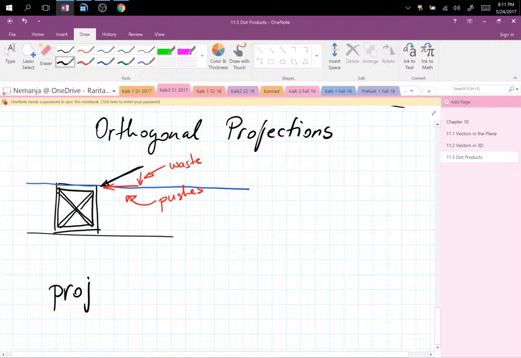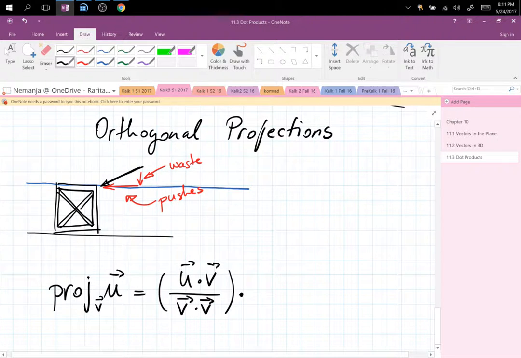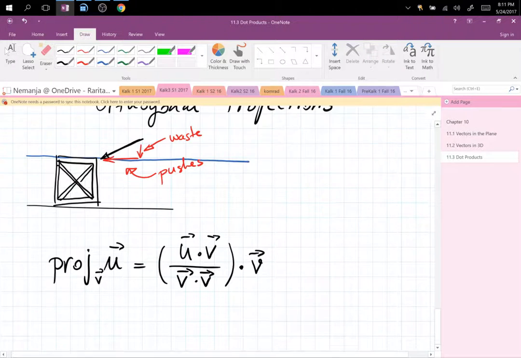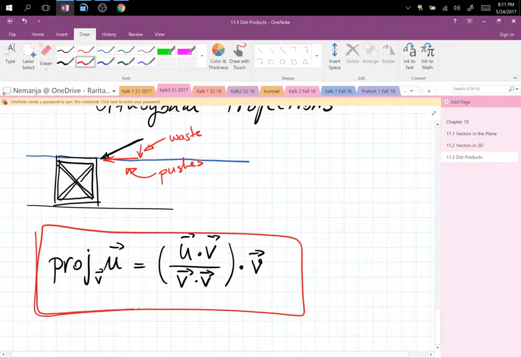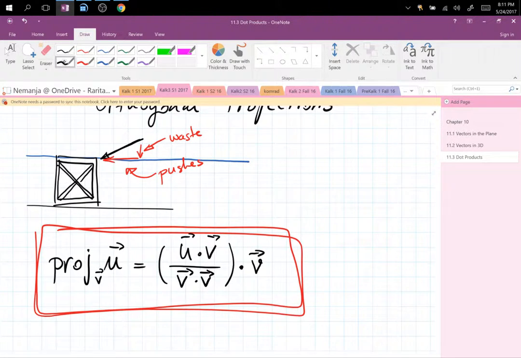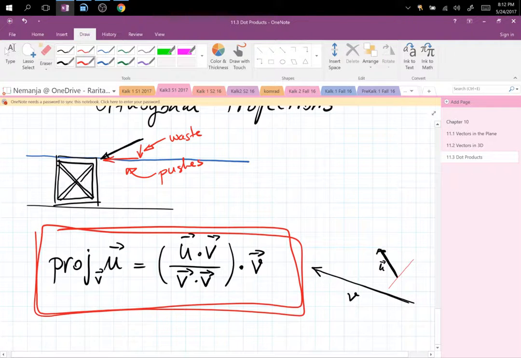So, the projection of the vector u onto vector v is given by u dot v divided by v dot v and everything times v. Now, this obviously means nothing without a little sketch to accompany this. So if I have some kind of a vector v, and then I have somewhere vector u, we are going to find the perpendicular.